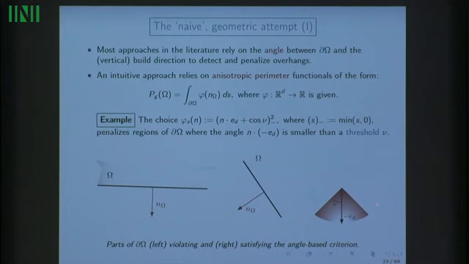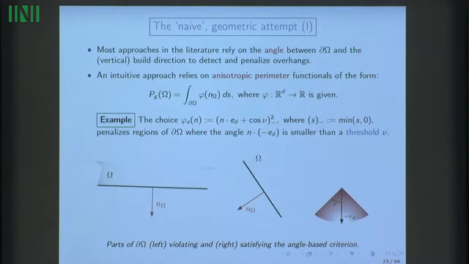For instance, one possibility is to consider a functional like this, an integral over the boundary of the shape of some function of the normal vector, and this function of the normal vector will typically be positive when the normal vector is close to this negative vertical direction, and 0 otherwise, meaning that trying to make this 0 should make it so that the shape has no region where the normal vector is close to the negative vertical direction up to an angle nu.